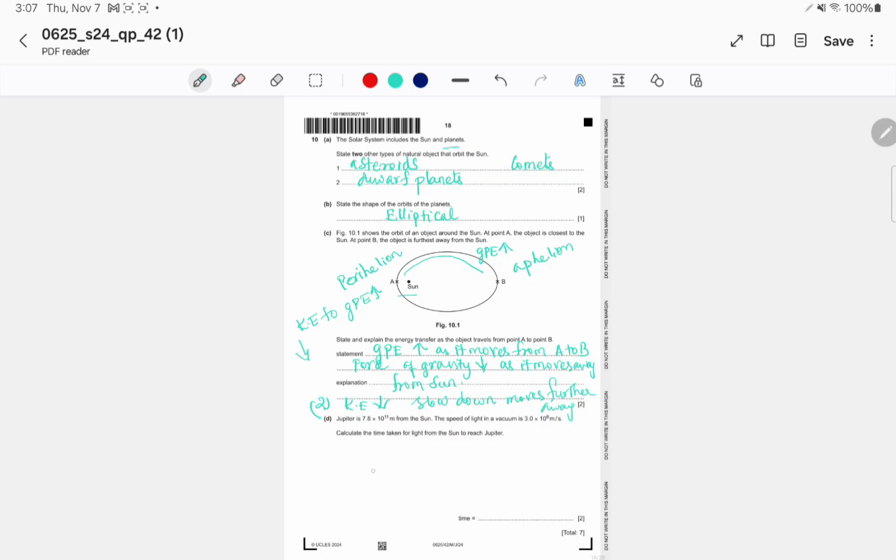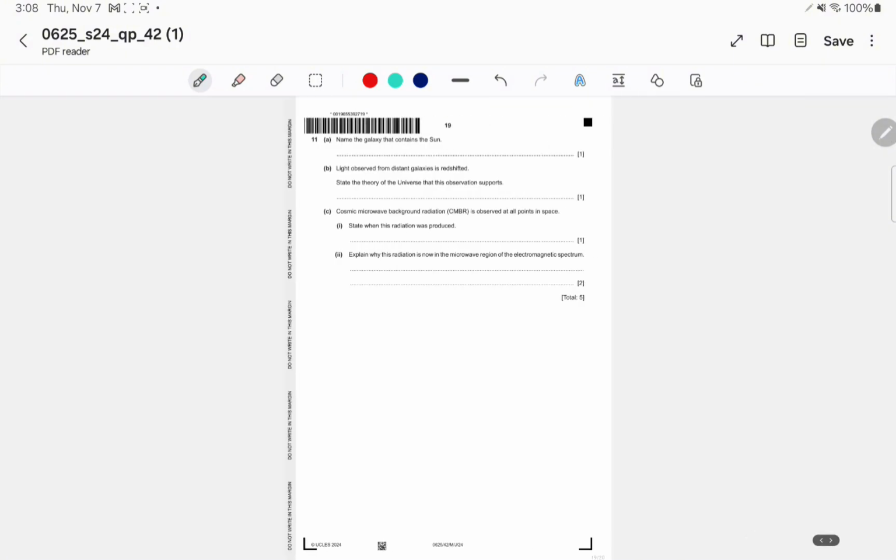Next, D question. Jupiter is 7.8 × 10^11 meters from the sun. The speed of light in a vacuum is 3 × 10^8 meters per second. Calculate the time taken. The general formula is S = D/T. Now we want time taken, so it is D/S. So it is 7.8 × 10^11 divided by 3 × 10^8. Your answer is 2.6 × 10^3 seconds. Simple formula.